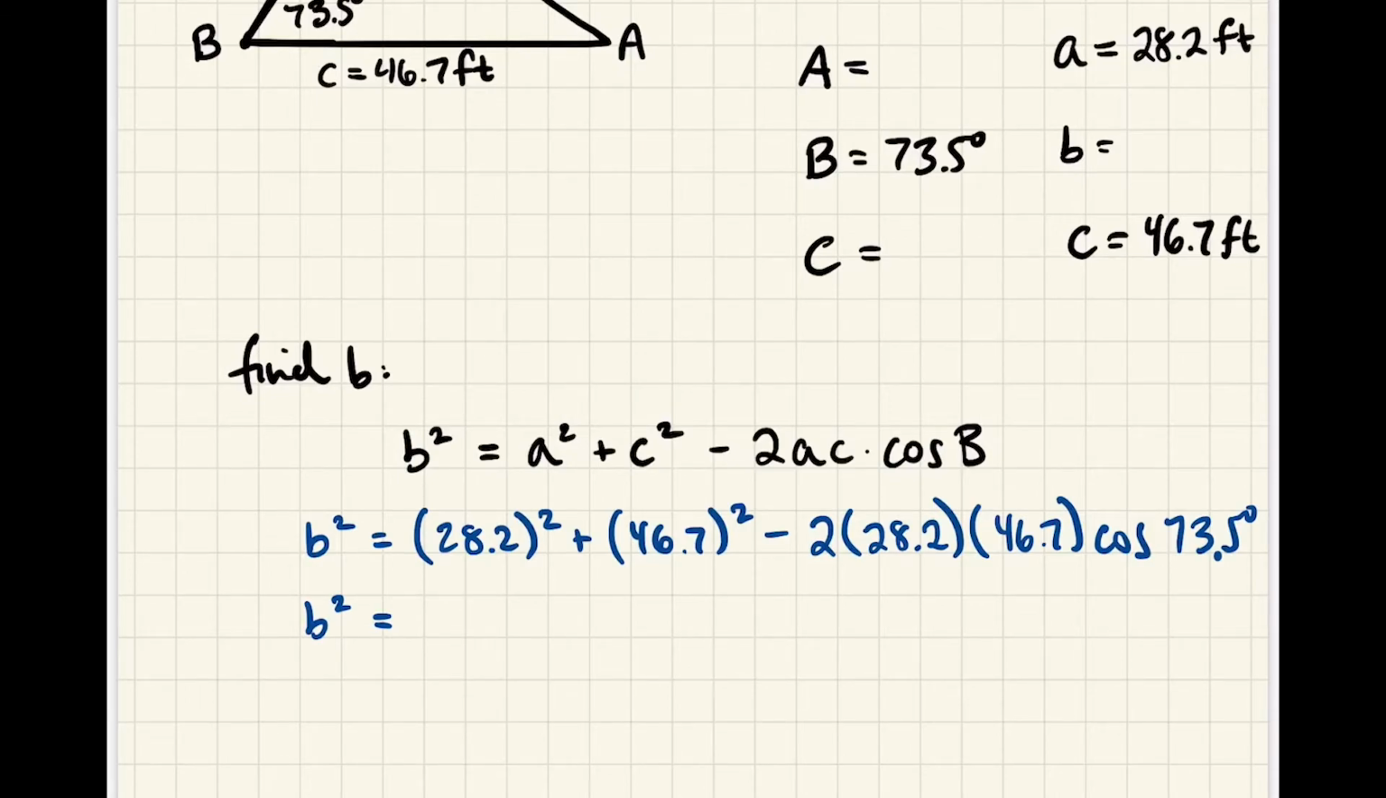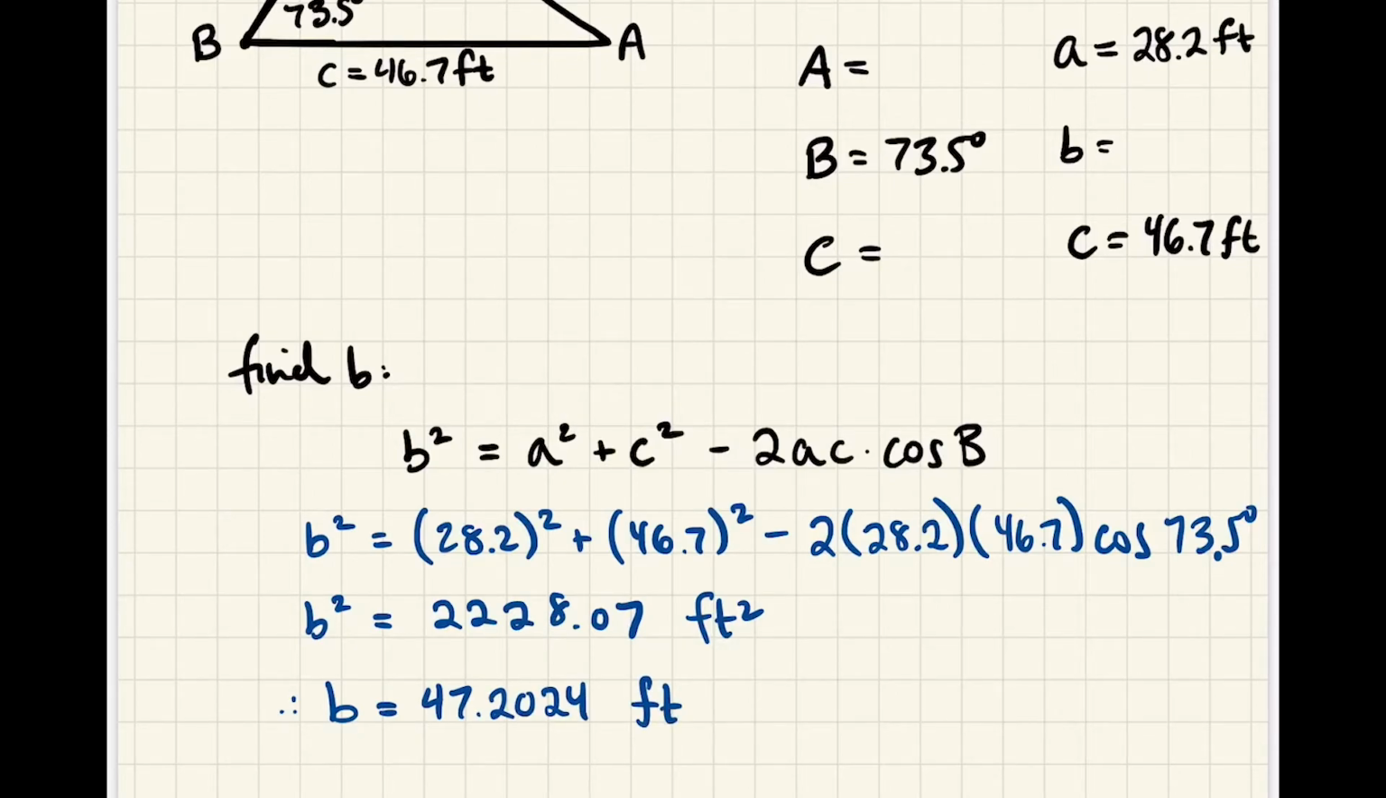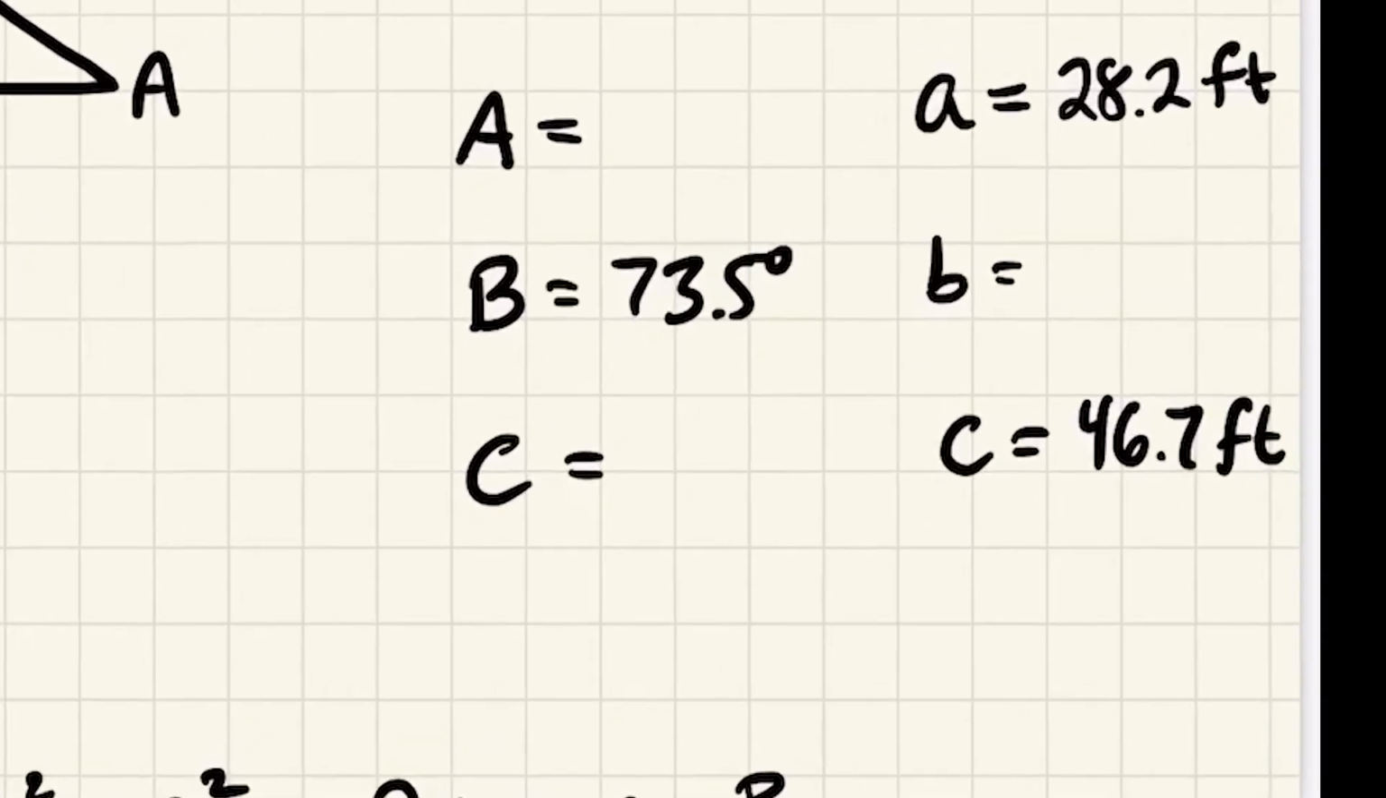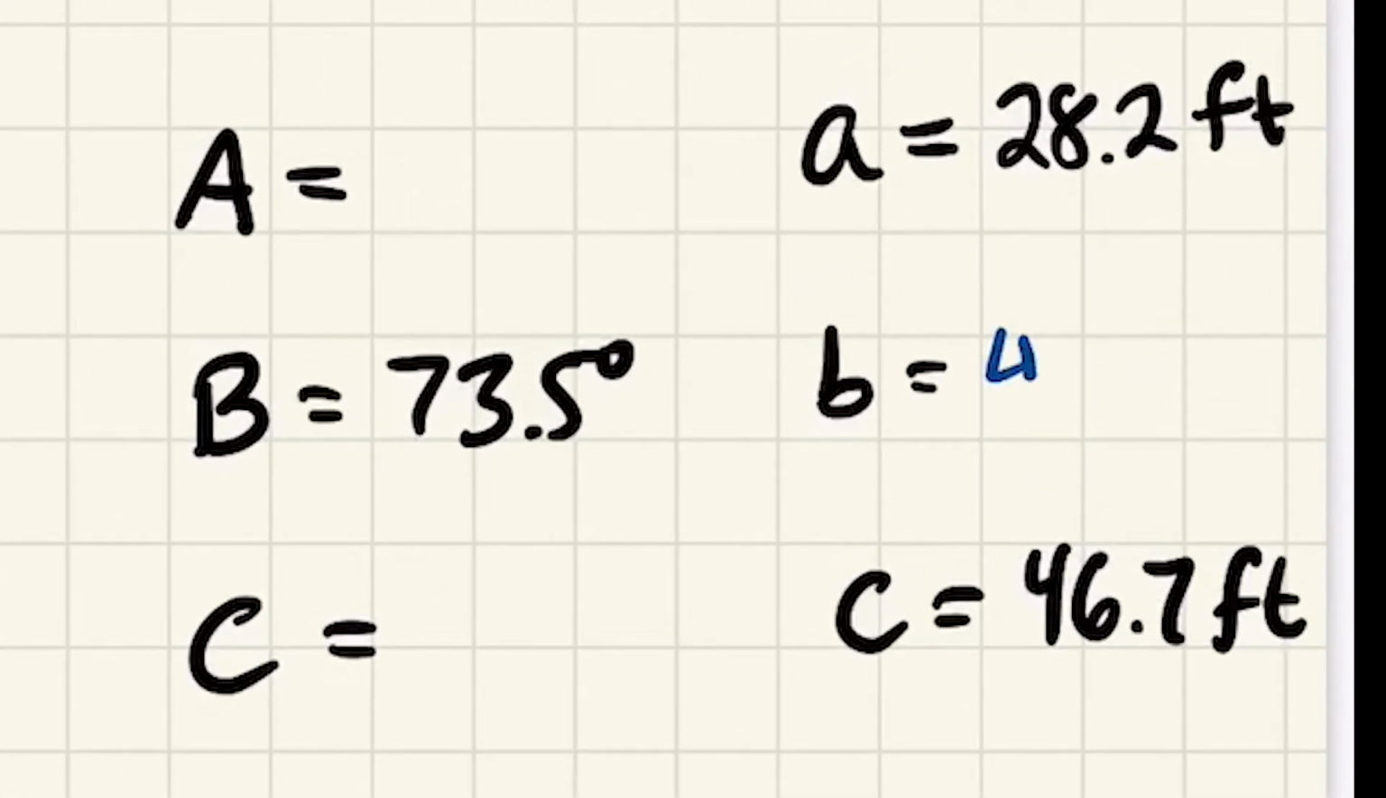So I get b squared equals 2228.07, and therefore b will be the square root of that, and I get 47.2024 feet, which of course we will write in our final answer here as 47.2 rounded.